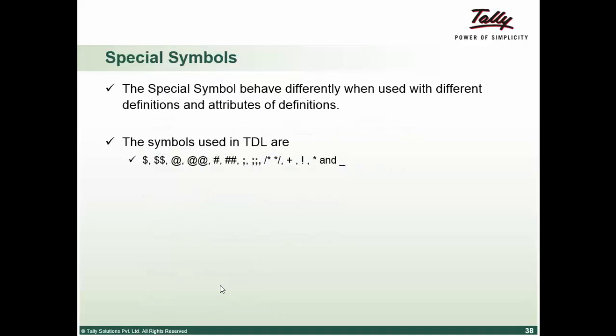Then we have some special symbols: dollar, double dollar, add, double add, hash, double hash, colon, double colon, semicolon, double semicolon, slash, asterisk, asterisk, slash, plus, exclamation, asterisk, and underscore. We do have a separate entire topic on this. That's the next thing that we are going to do. So do not worry about this.